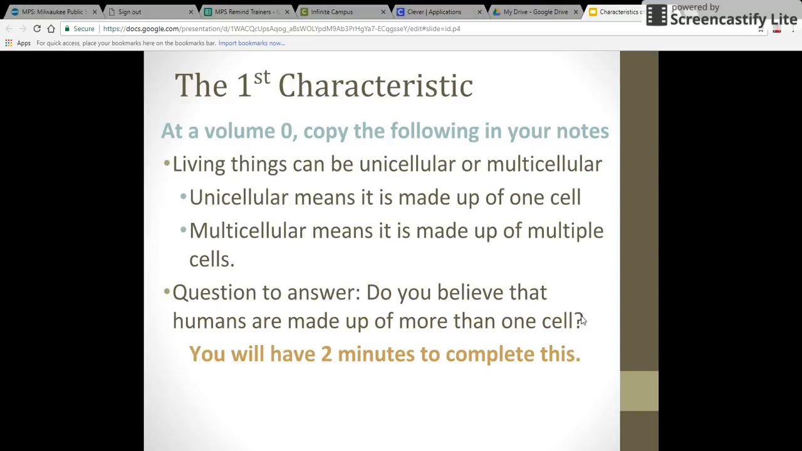Living things can either be unicellular or multicellular. Unicellular means that it's made up of only one cell, uni meaning one, multi meaning multiple, multicellular meaning that it's made up of multiple cells. So we're trying to think of, are humans more than one cell or not? And that's a good question for you to try to answer with that.